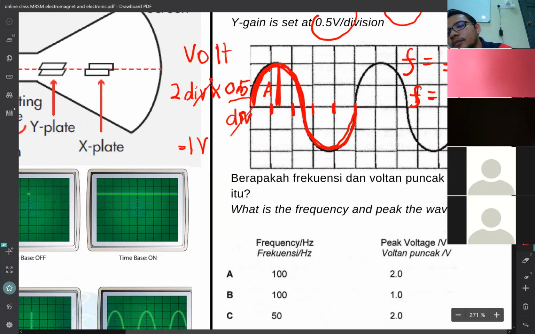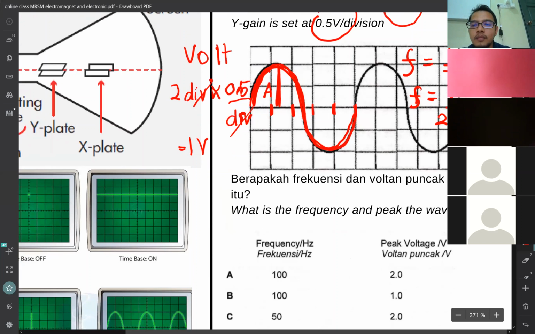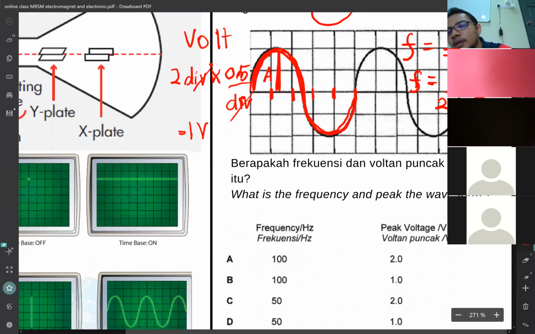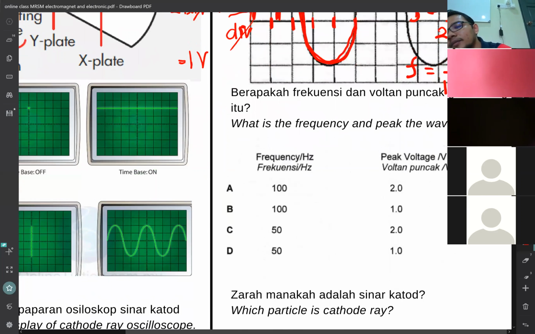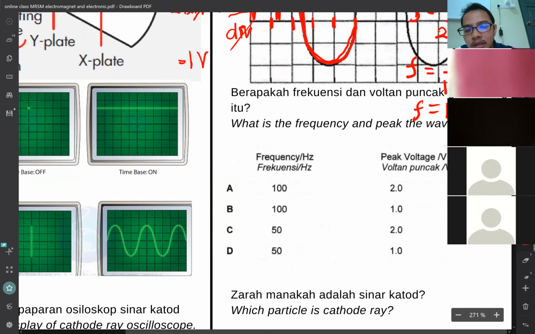So frequency is 1 over 2 milli times 5 boxes. So frequency is 1 divided by 10 milli. What will be the answer? 1 divided by 10 milli, you get 100 hertz, because it is milli. So the answer for this question is B.